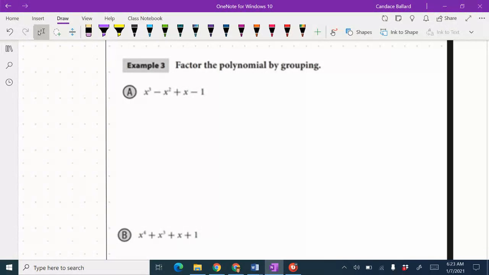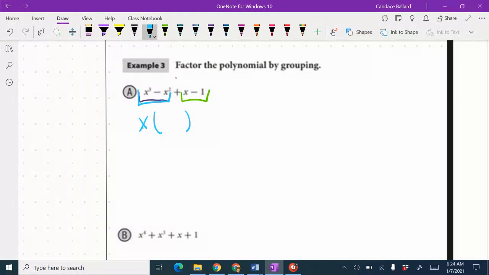I need to create those groups that I saw in the other problem. The first thing I like to do is split it into two so I can look at the blue group and the green group. I'm looking for a greatest common factor. In the blue group, it looks like my greatest common factor is x, so I'm going to pull that out and figure out what's left behind.